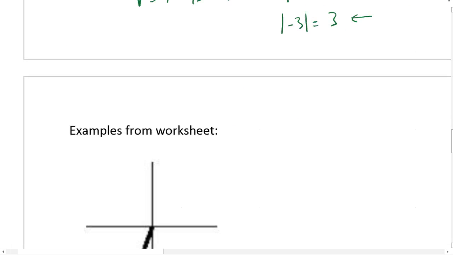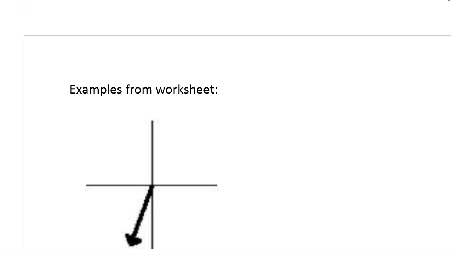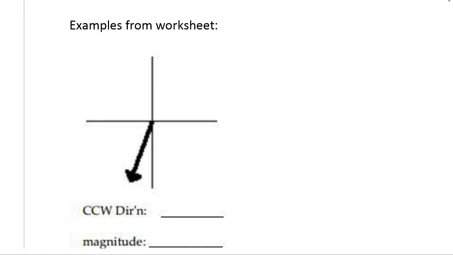Okay, on to the next page. Here are some examples from the worksheet that I'm going to be asking you to do. It says, what is the counterclockwise direction and what's the magnitude? Now, unfortunately, I do not have a protractor with me right now, but what you do is you get your protractor out and you would measure, starting counterclockwise. This CCW is a bit confusing. It's not counterclockwise from west, it's counterclockwise from east. So you always measure off the east axis, or in pre-calculus we say off of the positive x-axis. So we do it the same way in both disciplines.